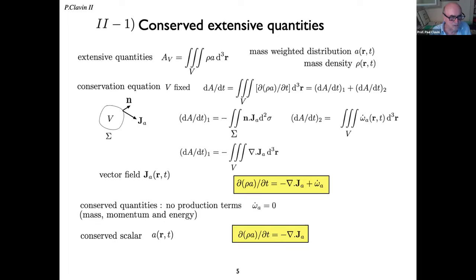What is called a conserved scalar is a quantity for which the production term is zero, so that the equation for the conserved quantity is simply that the derivative with respect to time is equal to minus the divergence of the flux. Now, if instead of a scalar you have a vector, the difference is that the flux is no longer a vector, but is now a tensor.